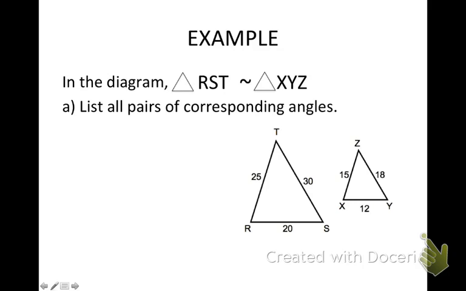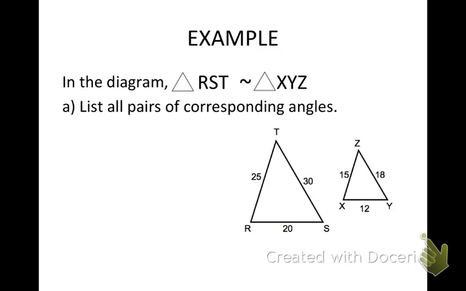Here they're telling us that triangle RST is similar to triangle XYZ. So that means all my angles are congruent. That means all my sides are proportional. So for part A, list all pairs of corresponding angles. And we don't even have to look over here. I can just pull that from my similarity statement like I did with my congruent statement.